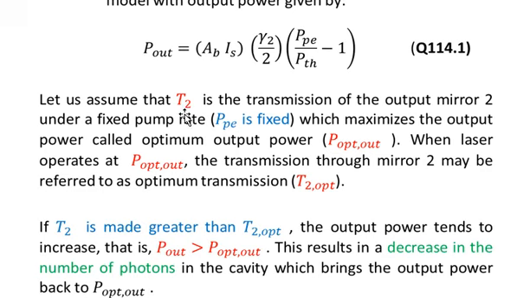Let us assume that T2 is the transmission of the output mirror 2 under a fixed pump rate, that is P_PE is fixed, which maximizes the output power, called optimum output power, and we denote it by P out, opt, which is the optimum power out. When the laser operates at optimum power, the transmission through the mirror 2 may be referred to as the optimum transmission, denoted by capital T2 opt, opt for optimum.